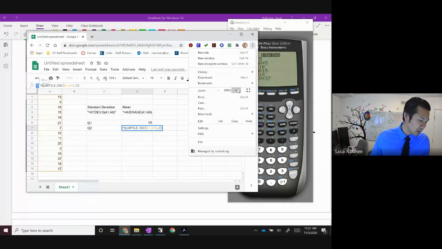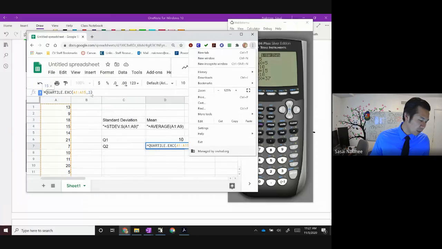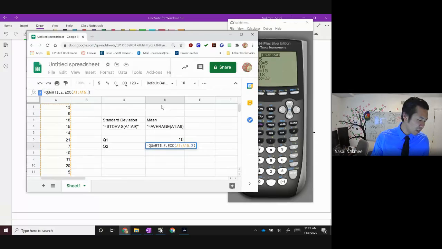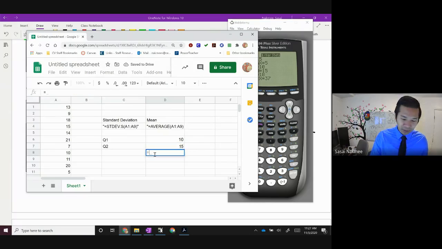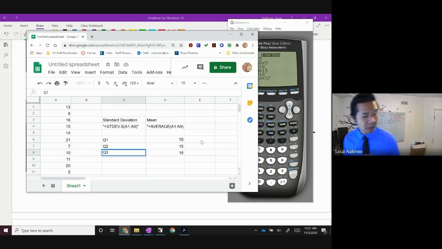Let me zoom in a little bit more so you can see. All right, up here where I'm typing my stuff into this box, if you type in 1, it'll find Q1. If you type in 2, it'll find Q2. If you type in 3, it'll find Q3. So let's go with Q2, right? And then the last one right here, same thing, equals quartile.EXC, A1 to A15. I'm looking for the third one in this one right here. So that's going to give me Q3 right there. So that's how you can do it on Google Sheets.